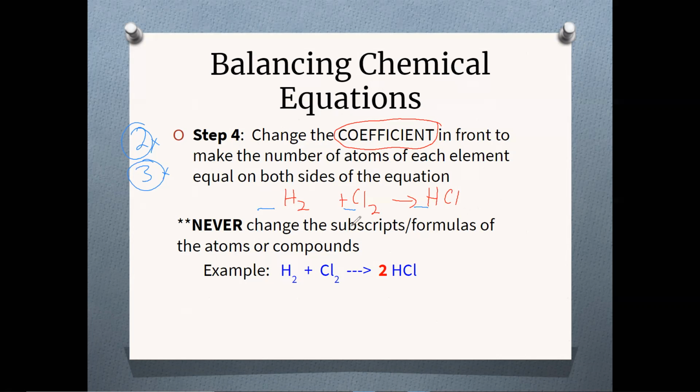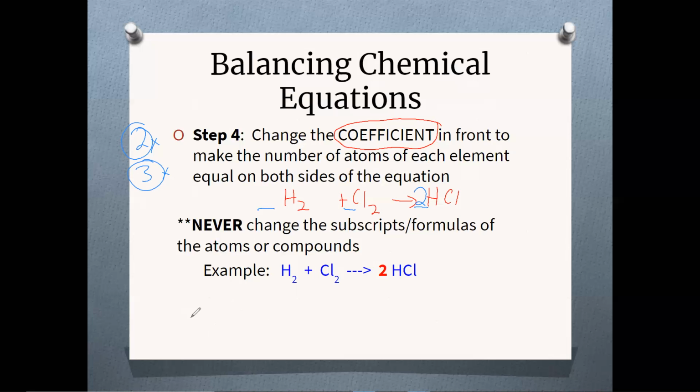2 hydrogens on the left, 1 hydrogen on the right. 2 chlorines on the left, 1 chlorine on the right. So the easiest way to balance this equation out, to make sure that there's the same amount of stuff on the left as on the right, is to place a 2 there. So I'm going to go ahead and draw that out down in this space to visually represent it, because I think some of you are probably going to really struggle to visualize this unless you can see it.